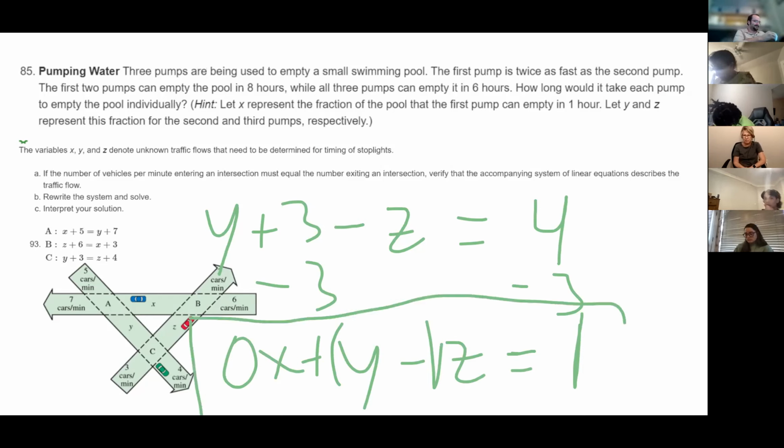It's going to be 0, 1, -1. Yeah, 1. That's it. So it looks like we got everything to put into our matrix, hopefully.